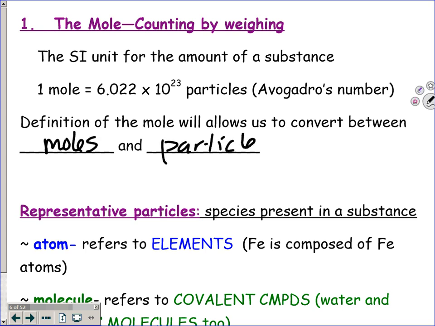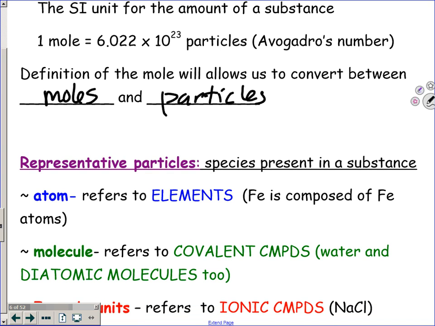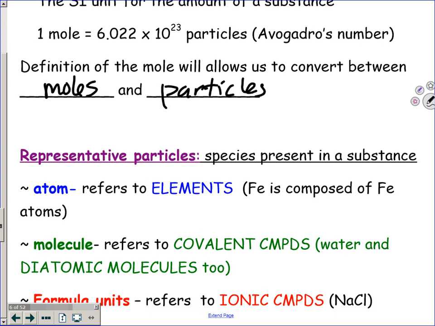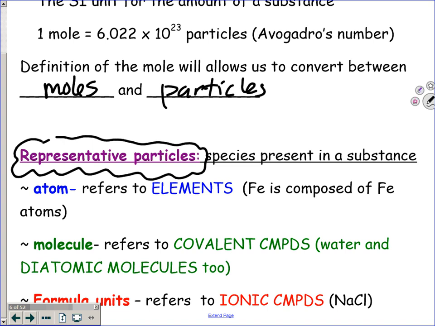And I've already described what the particles' different definitions mean. But one term I've not utilized yet is the representative particle terminology. So representative particles are the three that we mentioned earlier. So maybe where you were writing down molecules, formula units, and atoms, you might want to add just a little bit more detail to that, but we've described it already. So representative particles come in three flavors. Atoms, which are just referring to elements.